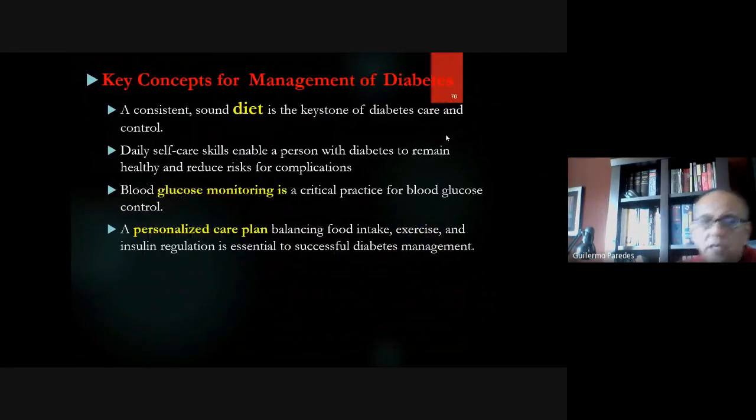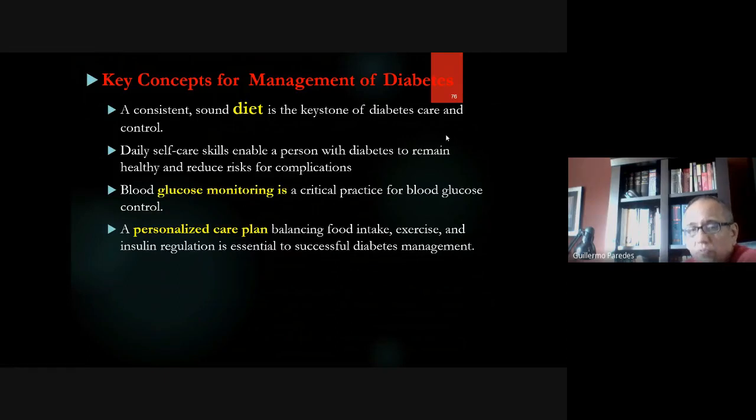Okay. Key concepts of management of diabetes. Good diet is the keystone of diabetes care and control. Daily self-care skills enable a person with diabetes to remain healthy and reduce the risk of complications. For example, you need to prevent falls and wear shoes all the time, because the distal portions of the toes and hands can get burned or hit something and they don't feel anything. They can have a big wound and not feel it because of the neuropathy.